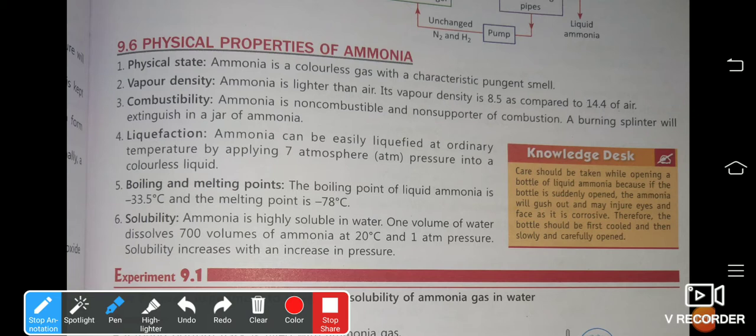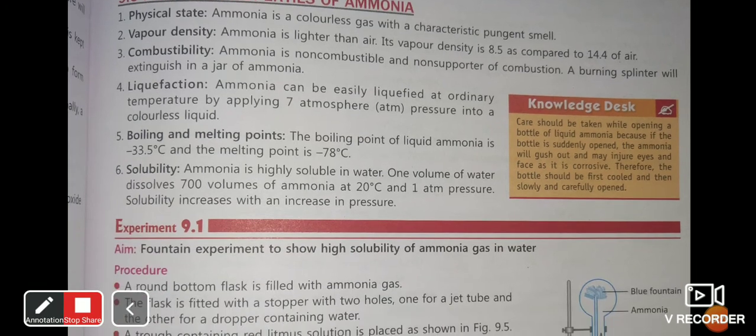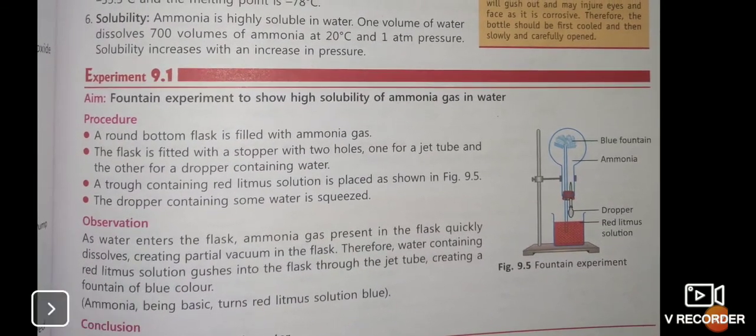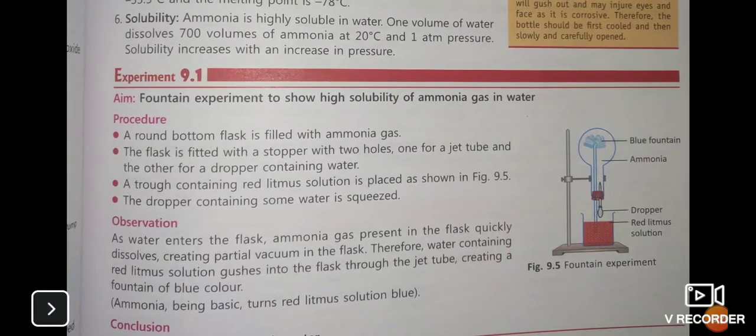And those who didn't understand what is 1 volume and 700 volume, you can simply understand 1 liter of water can dissolve 700 liters of ammonia gas. Now let's check one activity, that is the fountain experiment. Again, we had done this in your HCl part, if you remember.